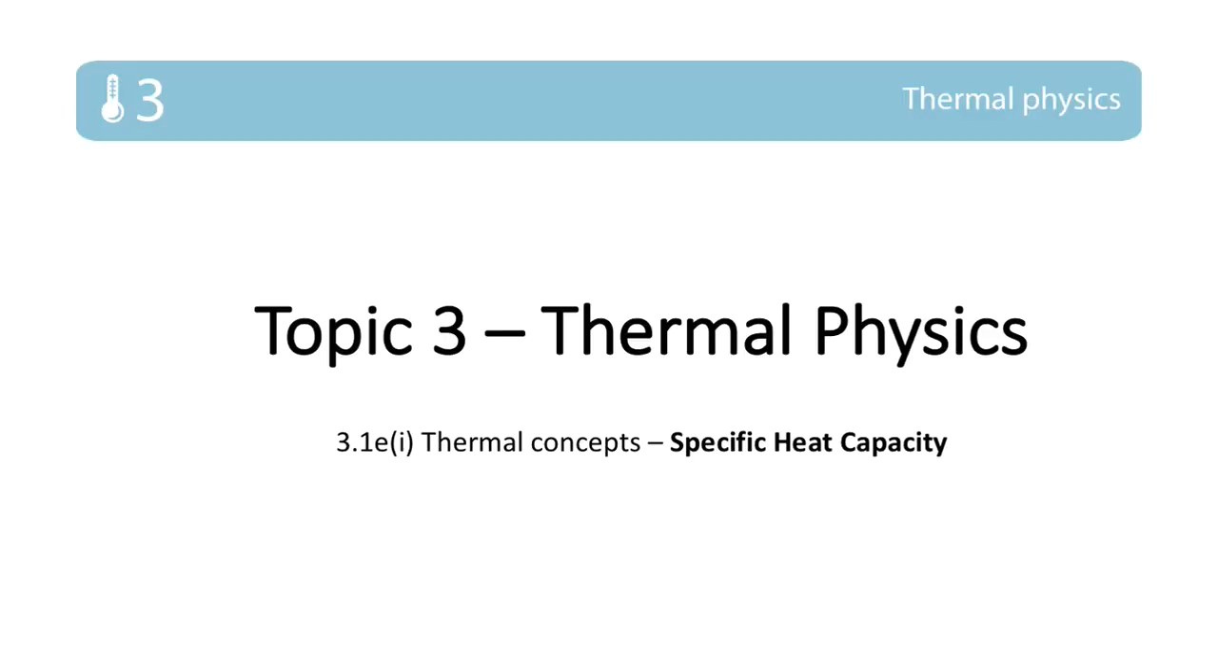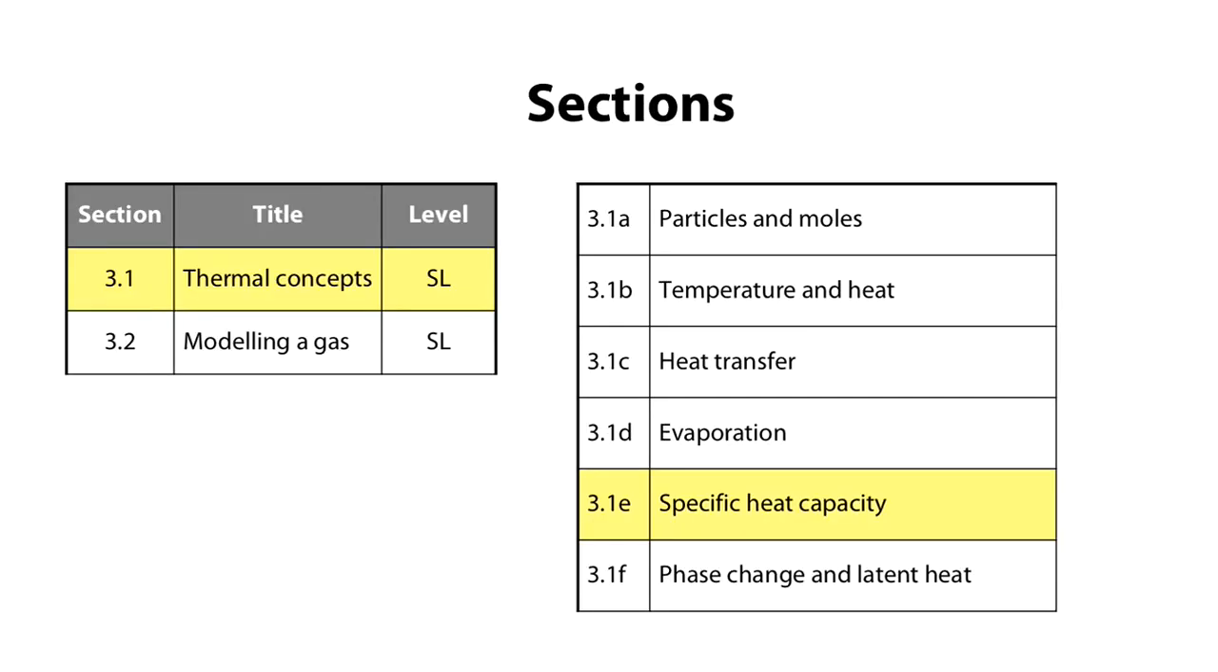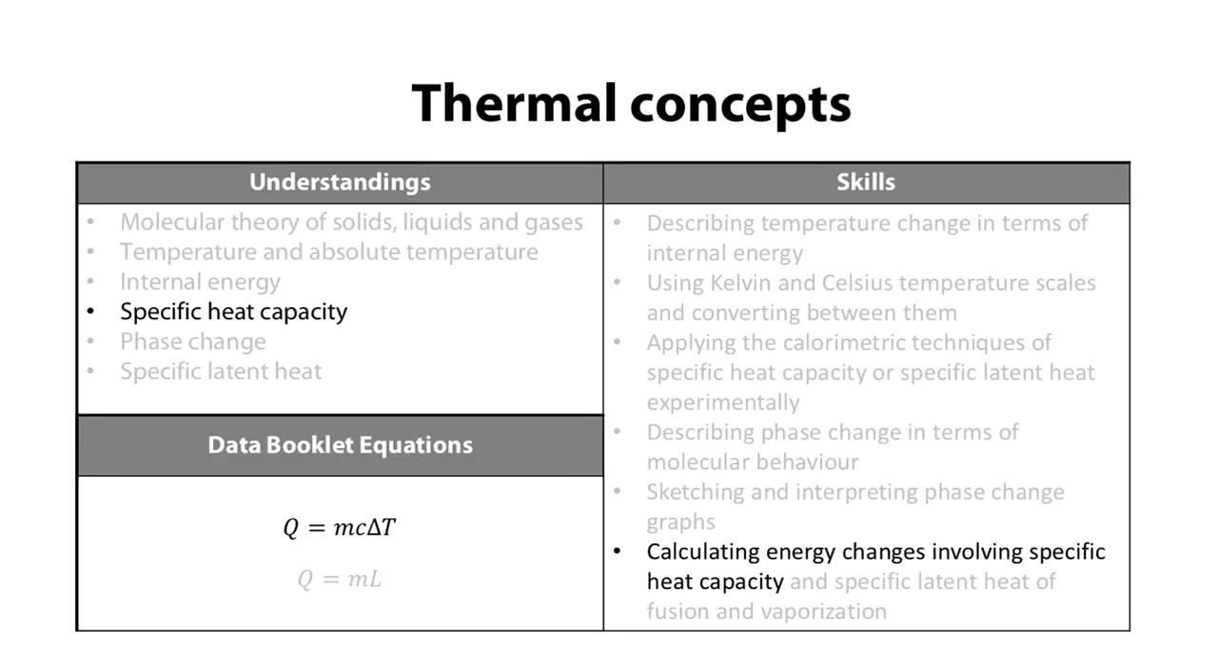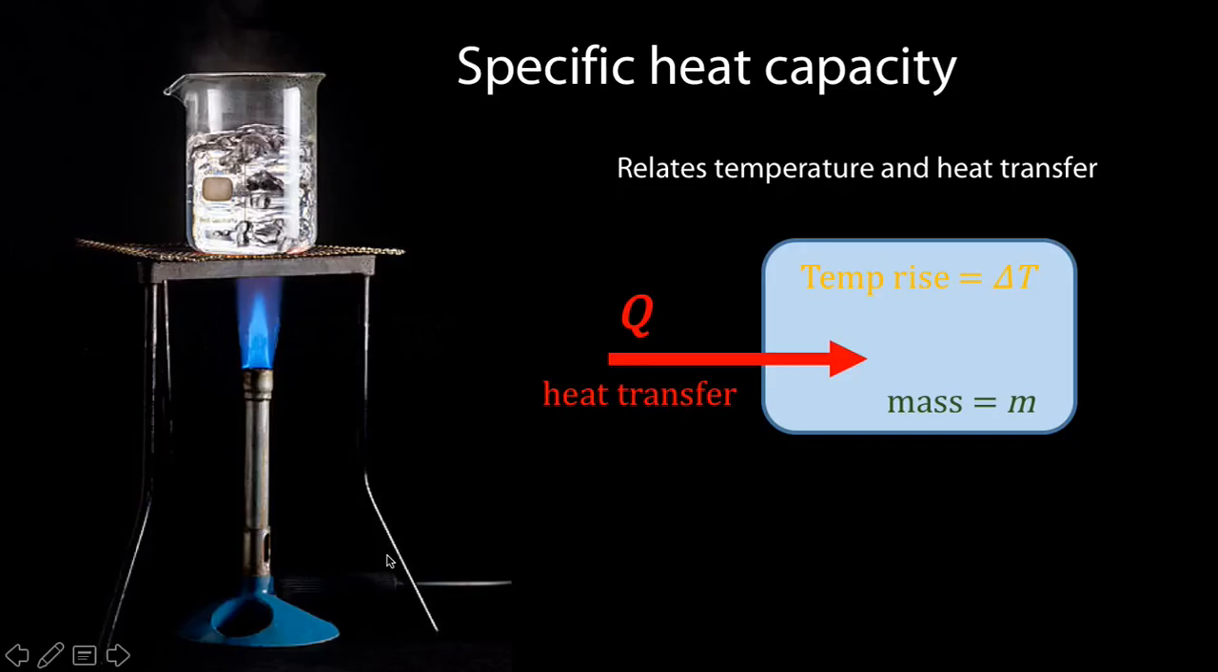In this part of the course on thermal physics, we're going to start looking at specific heat capacity. That's one of the main thermal concepts. We will be looking at how to calculate energy changes involving specific heat capacity, and this will involve the use of the data booklet equation Q equals mc delta T, where Q is the heat transfer.